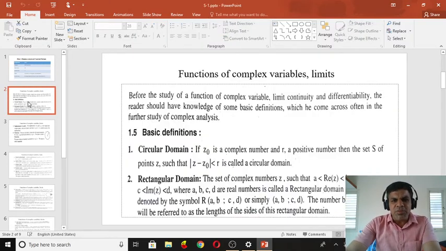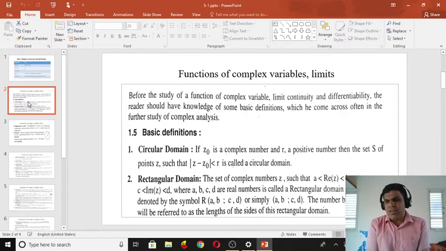So basically, we come to know what the real conditions are for limits, functions, etc. The same works in complex terms. But before the study of complex variables, limit, continuity, and differentiability, the reader should have knowledge of some basic definitions which we come across often in the further study of complex analysis.